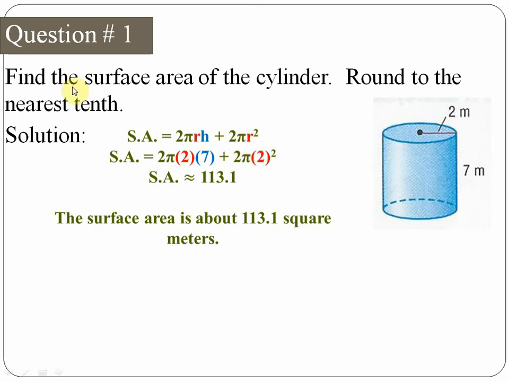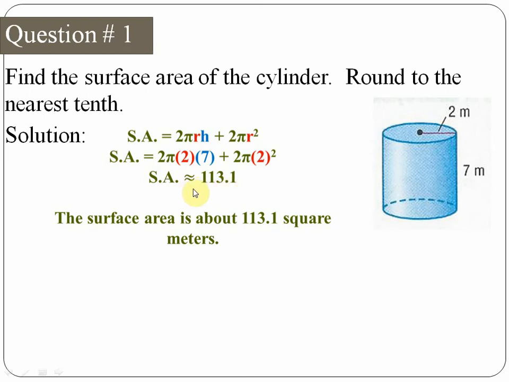So here, it says find the surface area of the cylinder, so we have to find the total surface area. The surface area of a cylinder is 2 pi r h plus 2 pi r square. Here r is the radius, h is the height. Pi is 3.142 or 22 over 7. 7 is the height, 2 is the radius, and 2 squared is 4. So the calculation is 113, rounded off to 1 decimal.